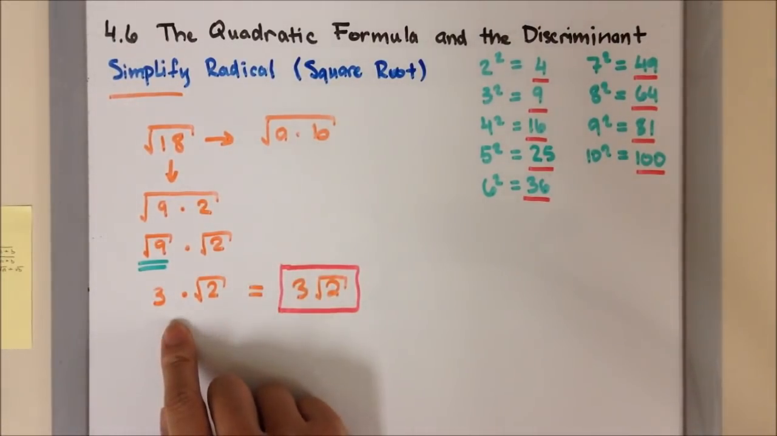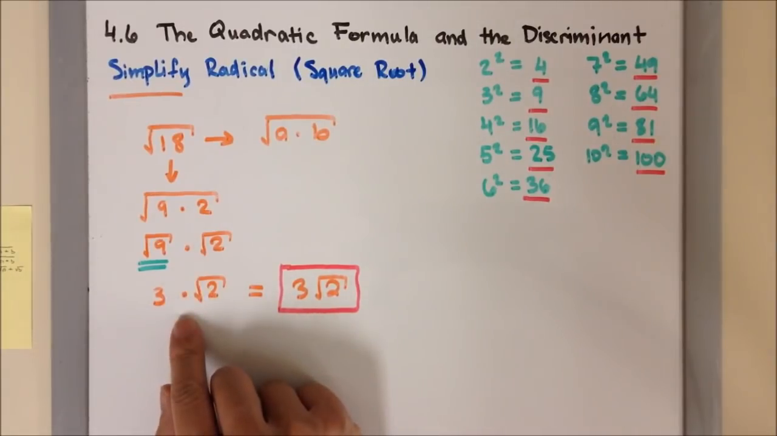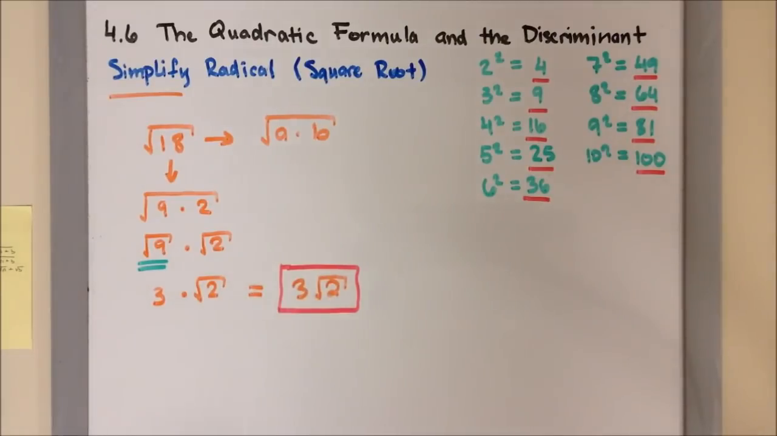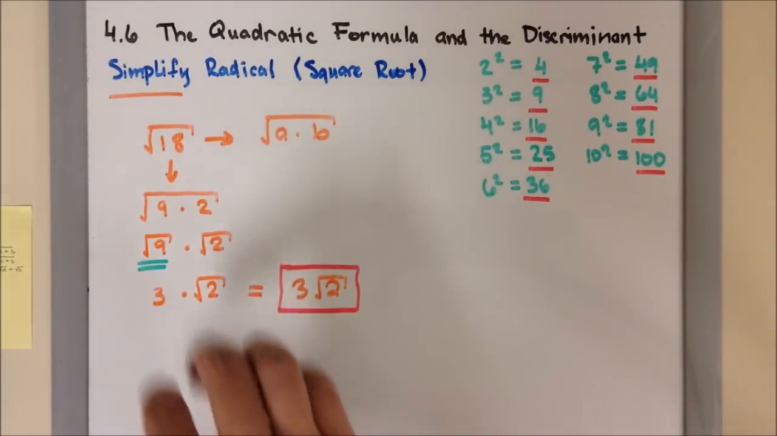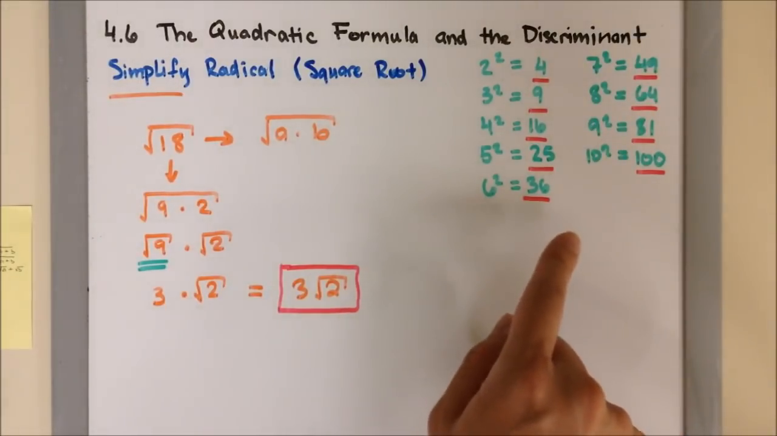Now, this part, I would not recommend that you stop here. If you stop here, then you're going to have points taken off. So make sure you simplify it into this form. So to review, with this example, we split into two numbers where one of them is a perfect square number.